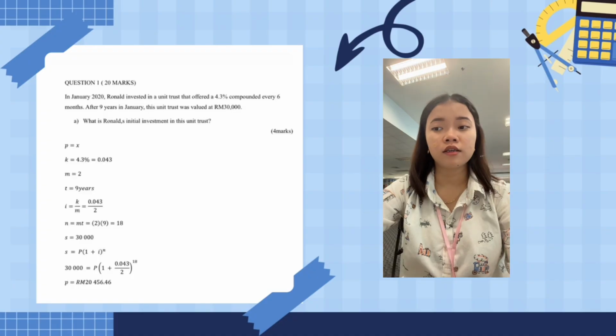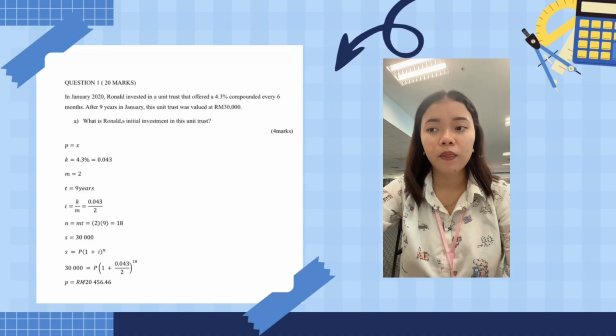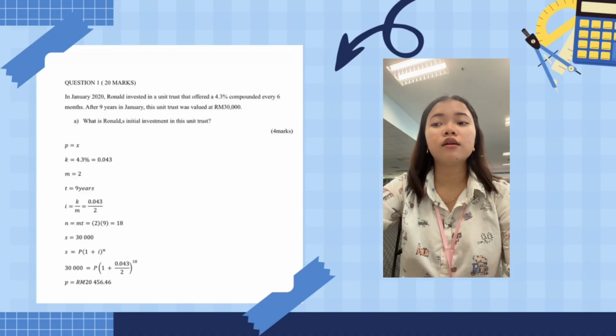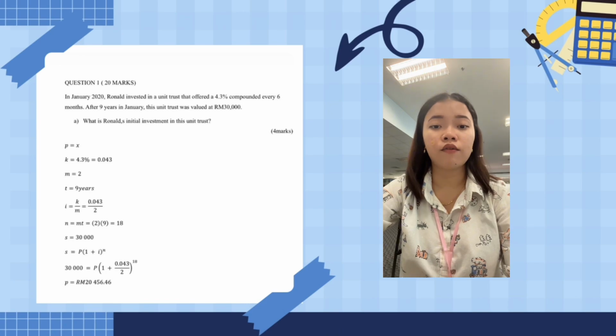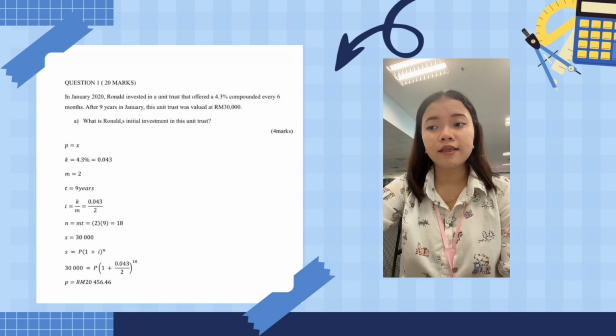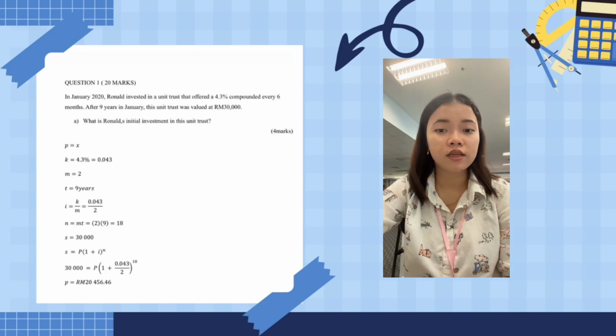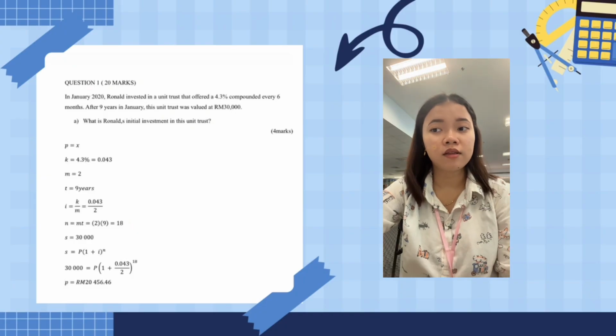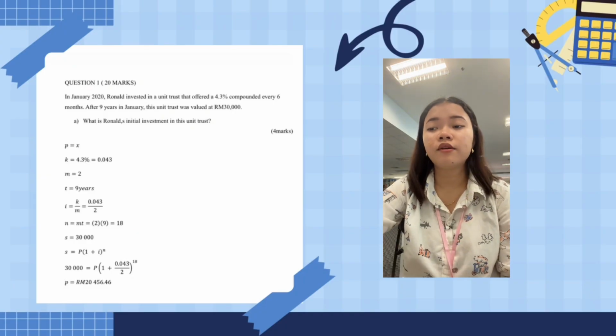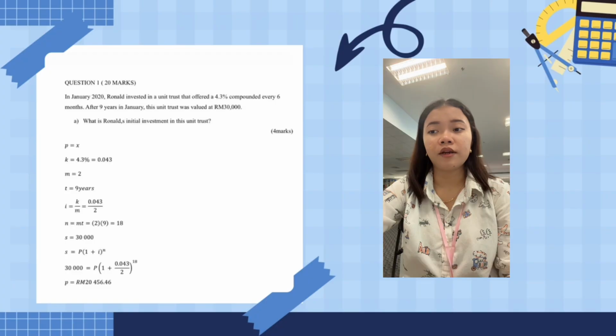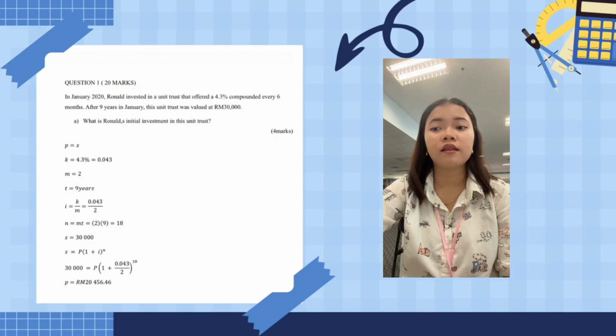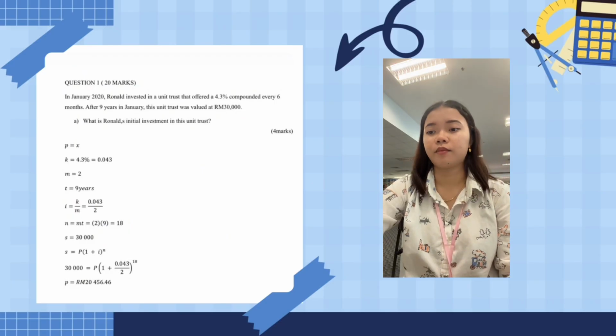Question A is, what was Ronald's initial investment? We are going to use the formula S equals P times (1 plus i) to the power of n. We know that S is the future value, which is 30,000 ringgit, and P is the initial investment, which is unknown. We are going to find i, the interest per period, and n, the number of periods. We know that i equals k over m, so i is 0.043 over 2, and n is equal to m times t, so n equals 18.